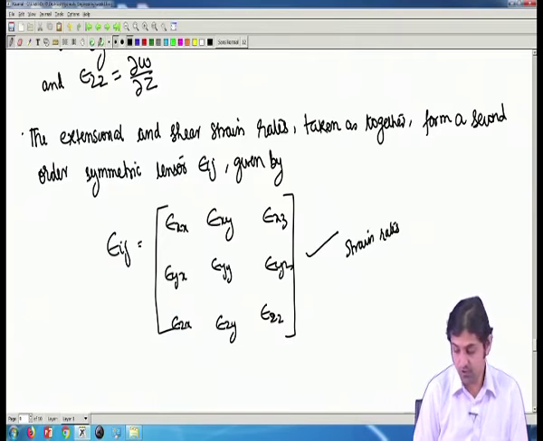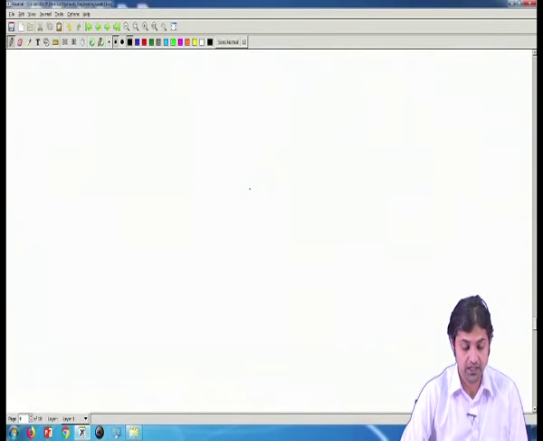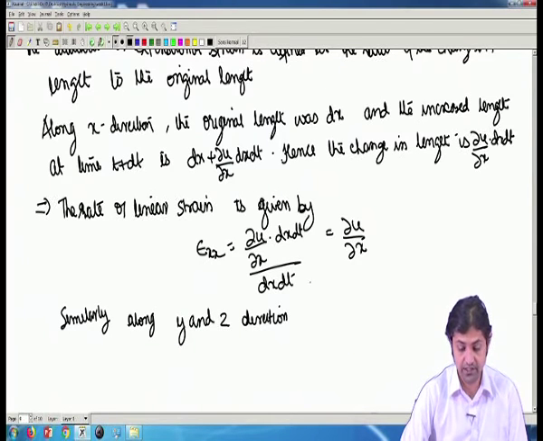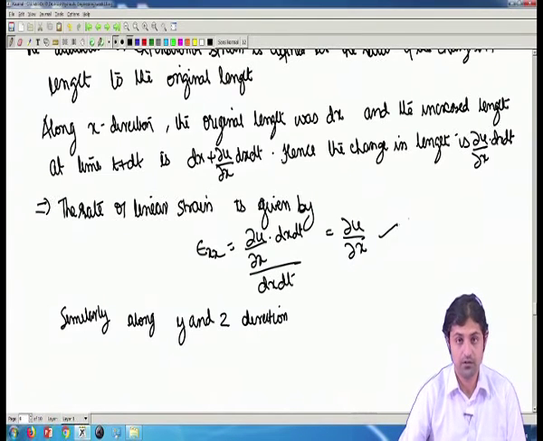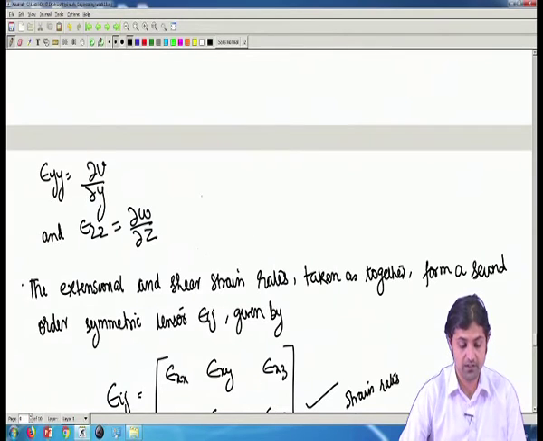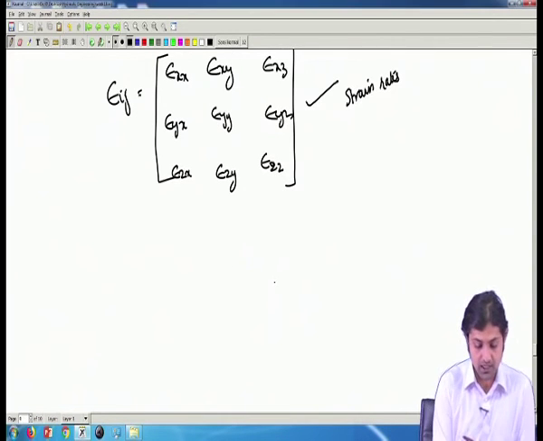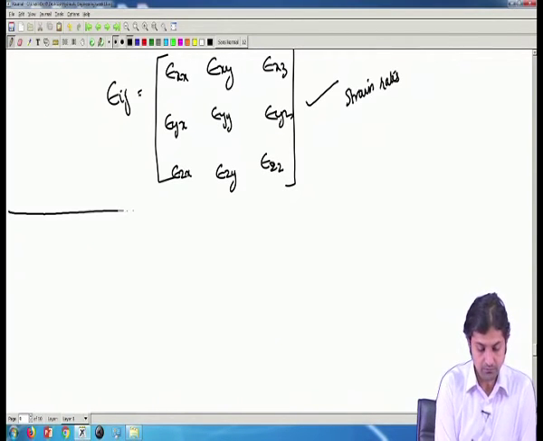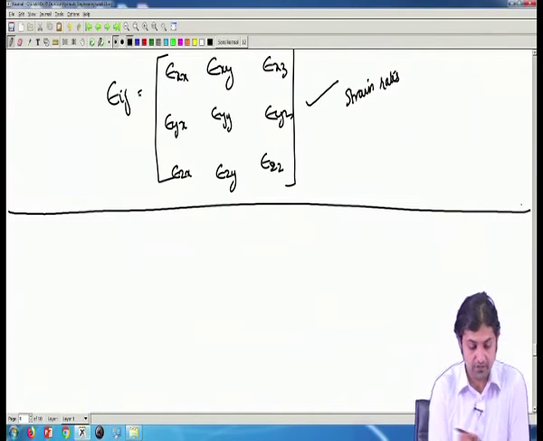and the values of epsilon xx, epsilon yy and epsilon zz we had already defined, we had already derived that epsilon xx was del u by del x, okay, and similarly epsilon yy was del v by del y and epsilon zz was del w by del z. So, after that we are going to start the classification of fundamental equations.